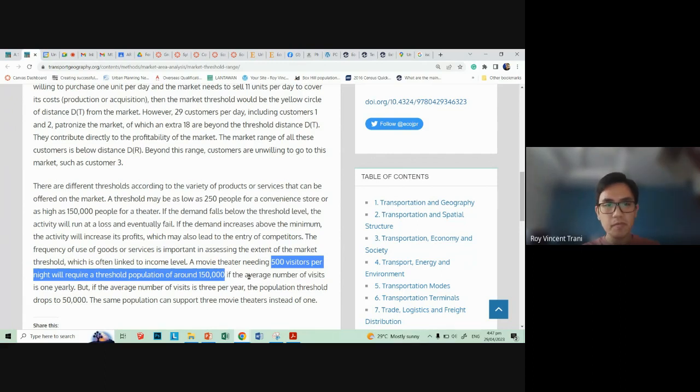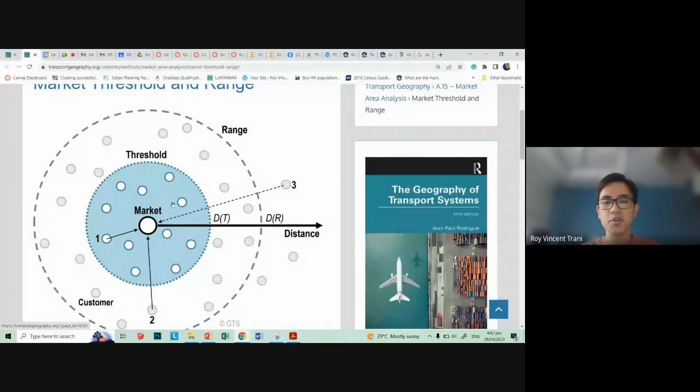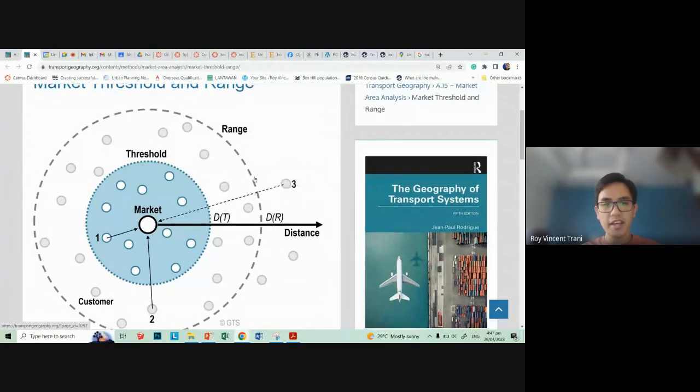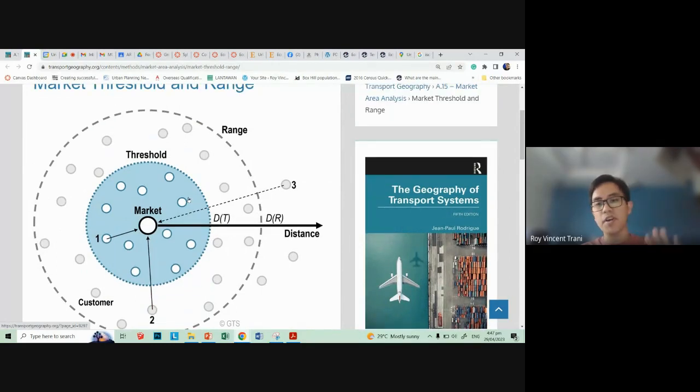So basically the factor that determines threshold and range is demand, but threshold is the bare minimum. What the book was trying to say in the paragraph before is that the market range must be beyond the threshold. If the range is lower than the threshold, then it's no longer the market range. It's no longer the same thing. The range must be outside the threshold.